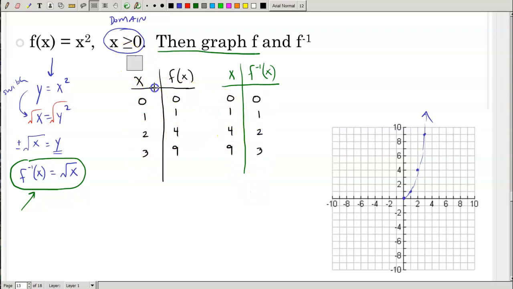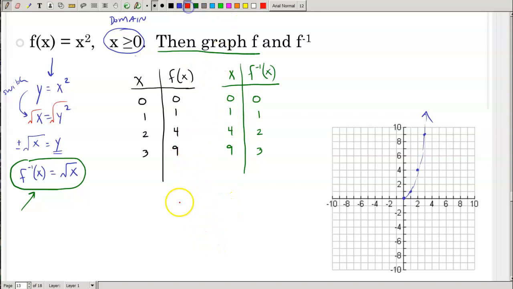So again, look at the difference between these two tables. Here's f, and here's f inverse. The x's and the y's are simply switched around. And it should also make sense by looking at what the equation actually is. It's just the square root of x. So if I plug in 1, the square root of 1 is 1. If I plug in 4, root 4 is 2, etc.